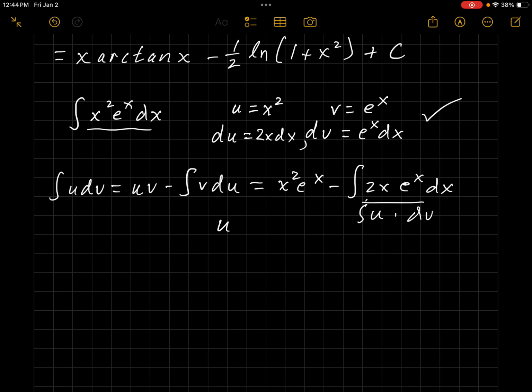So if I let u equal 2x, since I let it equal x squared to start, I'll keep in the same vein. And then dv is e to the x dx. I need to find du, which is 2 dx. And I need to find v, which is e to the x again.